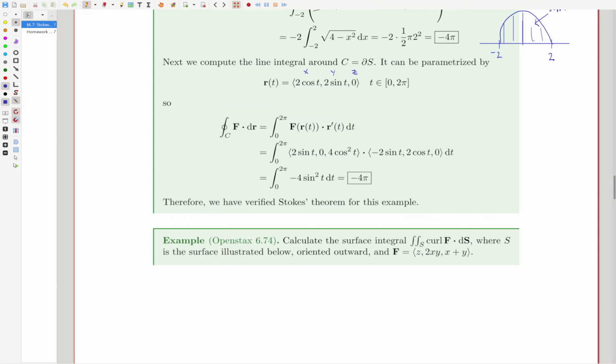And then dot with r prime. So r prime is pretty straightforward. Just take the derivative of r. I didn't even bother doing that ahead of time, so we have that now. Computing the dot product is also easy: we have two zeros that cancel out, and we get this minus 4 sine squared of t. And we integrate that with respect to t.